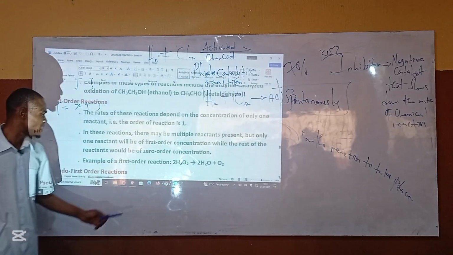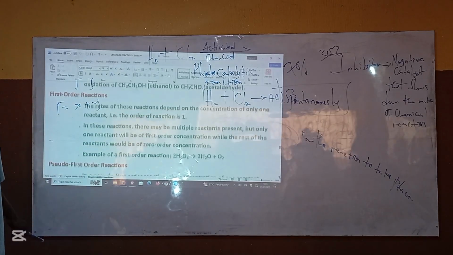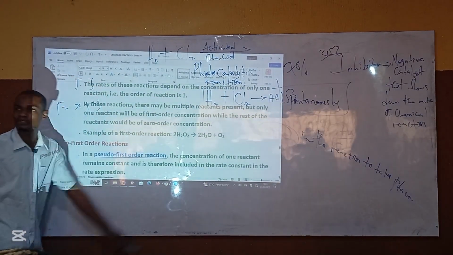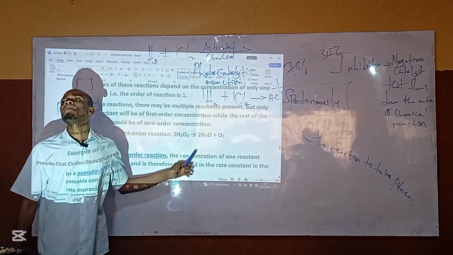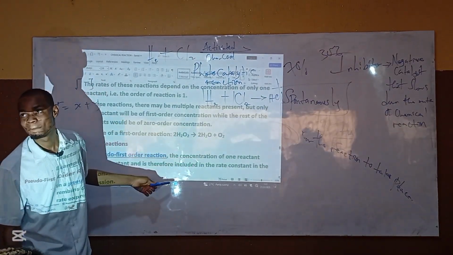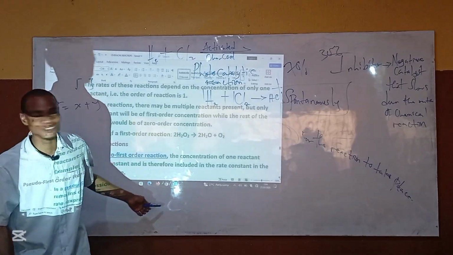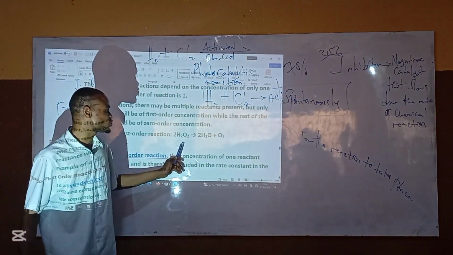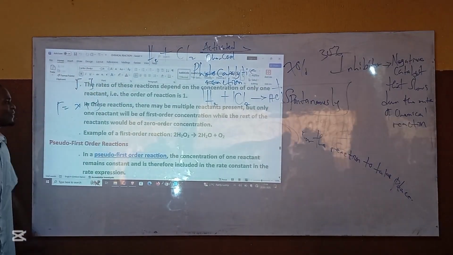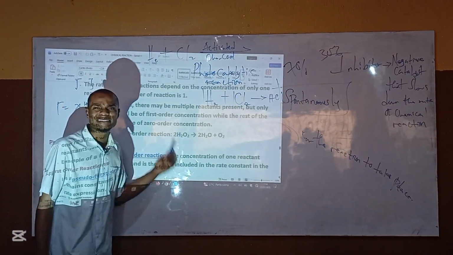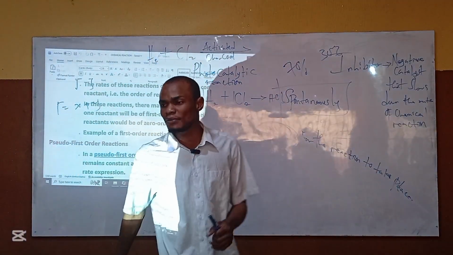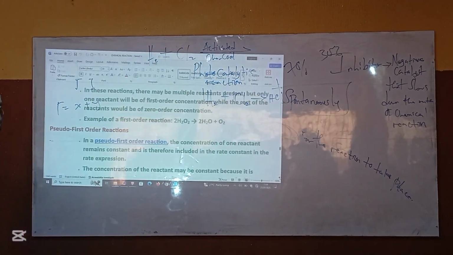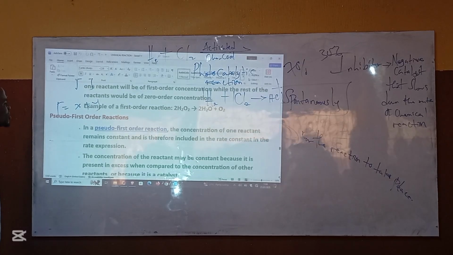Example of first order reaction. This is not hydrogen ion, this is hydrogen peroxide, H2O2. Now it's the first order reaction. So the concentration of hydrogen peroxide determines the rate of the reaction in this reaction here.